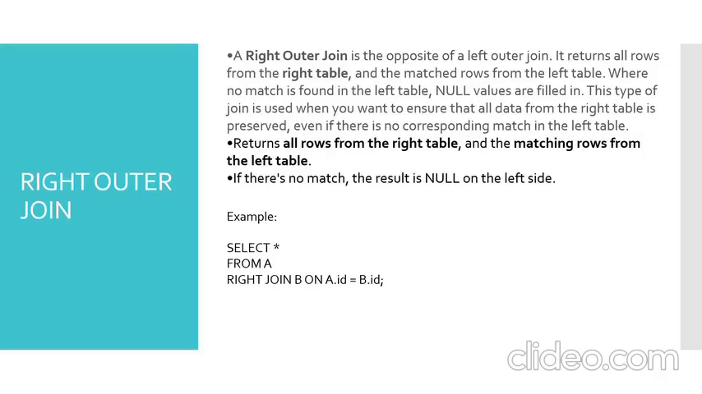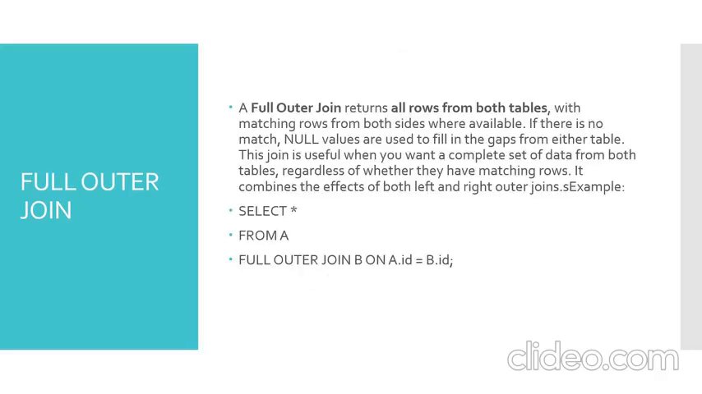Let me explain full outer join. Full outer join returns all rows from both tables, with matching rows from both sides where available. If there's no match, null values are used to fill in the gaps from either table. This join is useful when you want a complete set of data from both tables, regardless of whether they have matching rows or not. It combines the effects of both left and right outer joins. This is the example: select star from A full outer join B on A.ID equals B.ID. This is nothing but combining both.